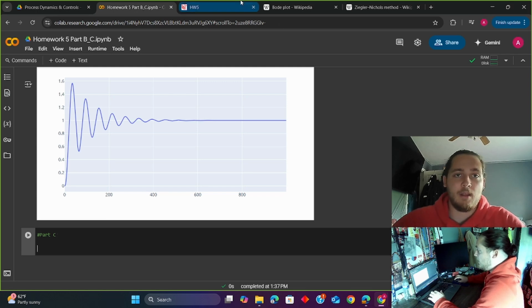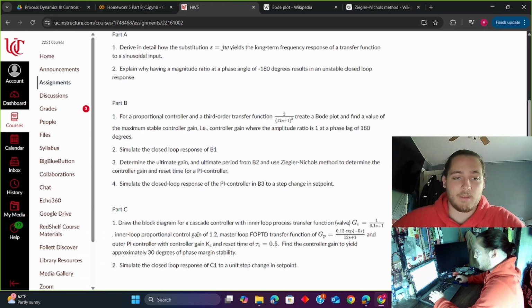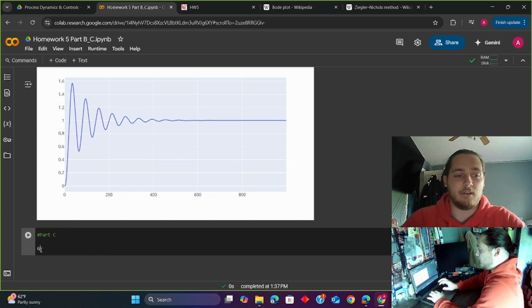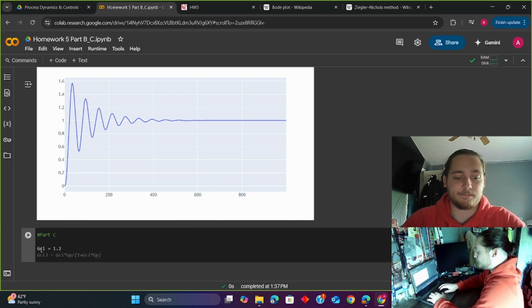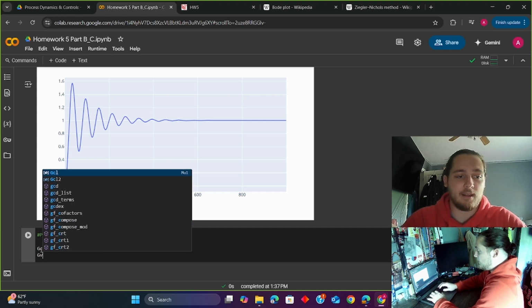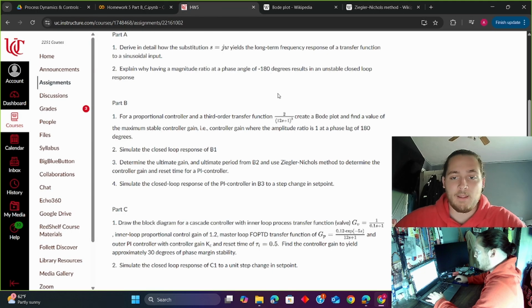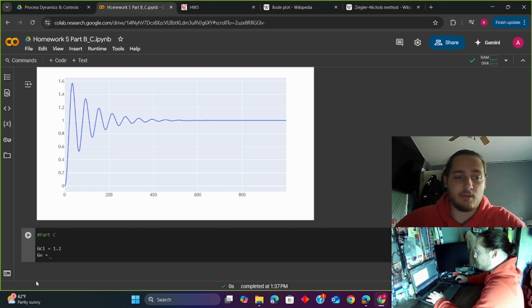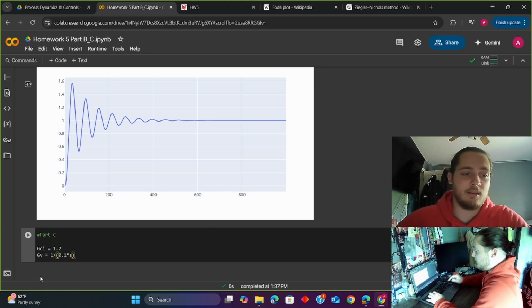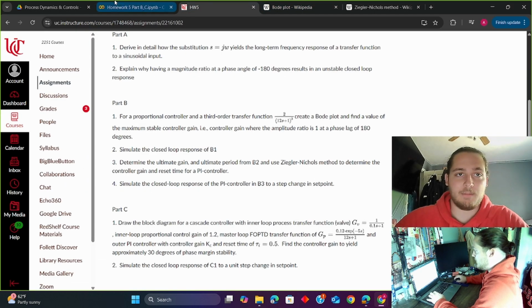All right, so to begin, we know that our inner loop proportional controller gain is going to equal 1.2. So we can go ahead and call our GCI equal to 1.2. And then next we can go ahead and type in our process transfer function for our valve, and we can denote that GV. And as I stated earlier, our GV is going to be equal to 1 over 0.1 times S, plus 1.